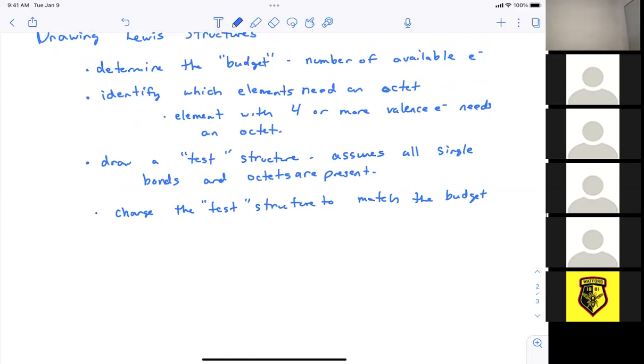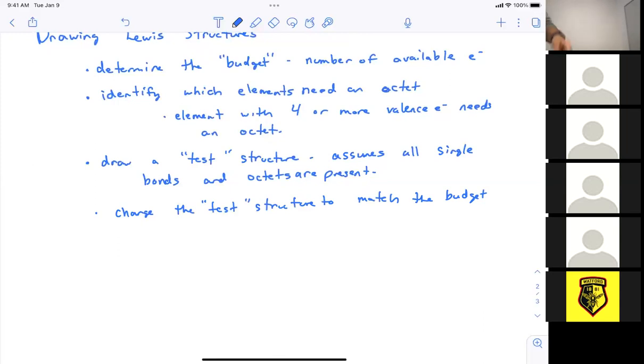And I know this is a lot of words and you haven't seen it in action yet, so it's a little bit confusing, but I wanted to outline the steps, these ideas, before we actually do it so you can kind of see what I'm talking about. So we have to determine the budget. How many electrons do we have in our structure? See which ones need an octet. Then draw the test structure out with the most basic number of bonds and electrons you can have. And then if it doesn't match our budget, then we have to change it by adding bonds or adding lone pairs to make them match.